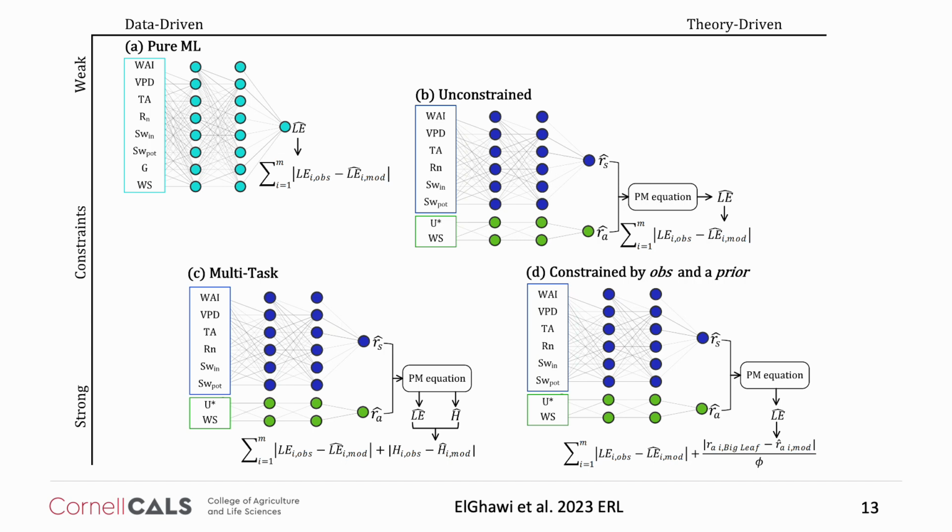So if we look at those four hybrid models on the axis of data-driven to theory-driven, we can say the pure machine learning is definitely more data-driven. It's purely data-driven actually. So if we add the Penman-Monteith equation into the hybrid modeling and some prior knowledge into it, those models are more towards the theory-driven. If we see these four models on the axis of constraints, we can see the pure machine learning and the unconstrained case that has an equifinality issue is less constrained. But when we add more tasks or prior knowledge into the hybrid modeling, the constraint ability is increased by doing so.